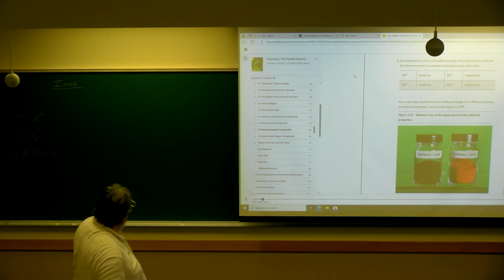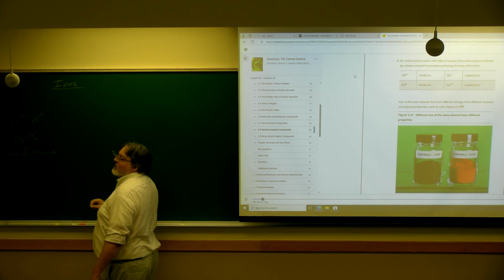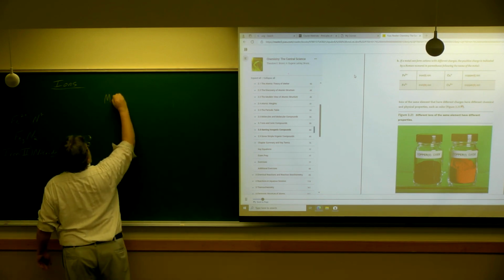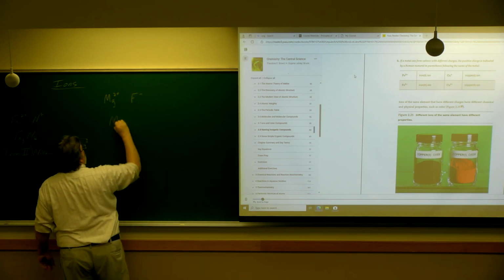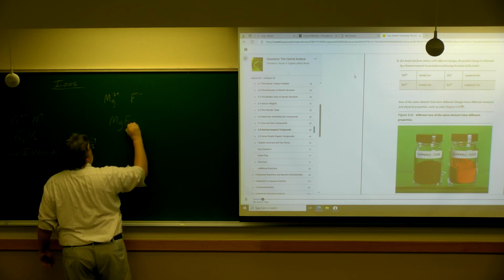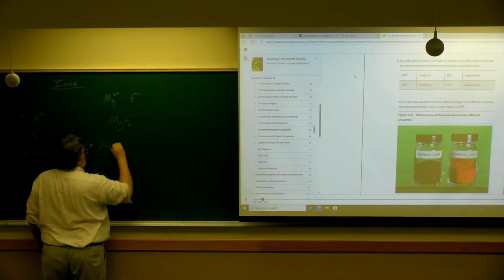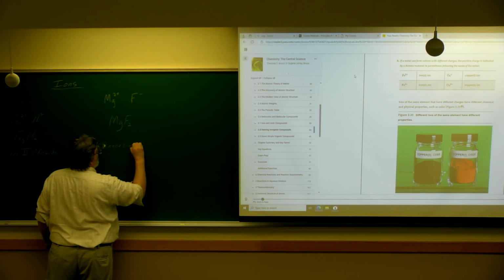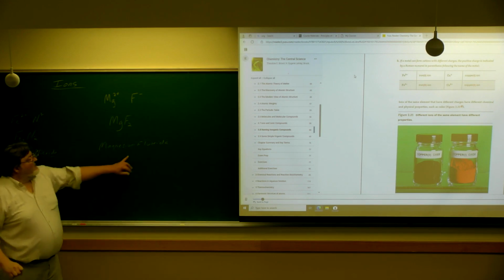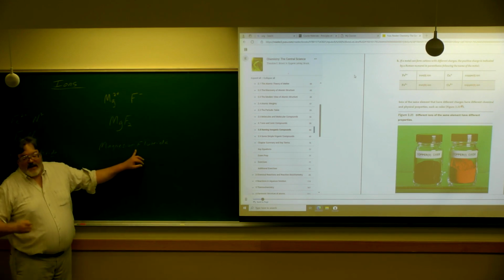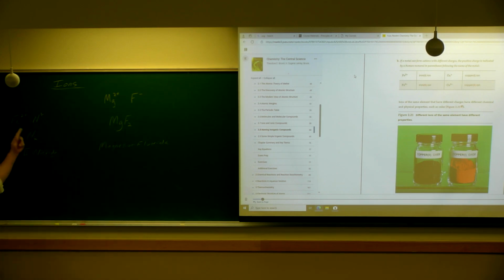These that have predictable charges, go back to, let's do F negative. So the formula here would be MgF2 to get the charges to balance. And we would call this magnesium fluoride. But there's no need to put a number here. I mean, if you say magnesium fluoride to a chemist, there's only one way you can put that together. There's none of this more than one way to make it.